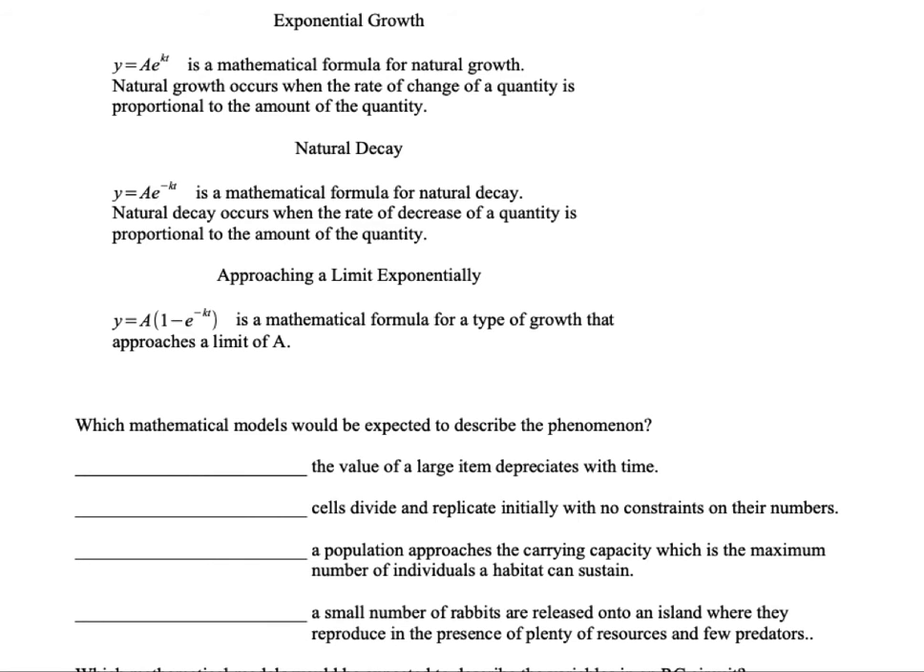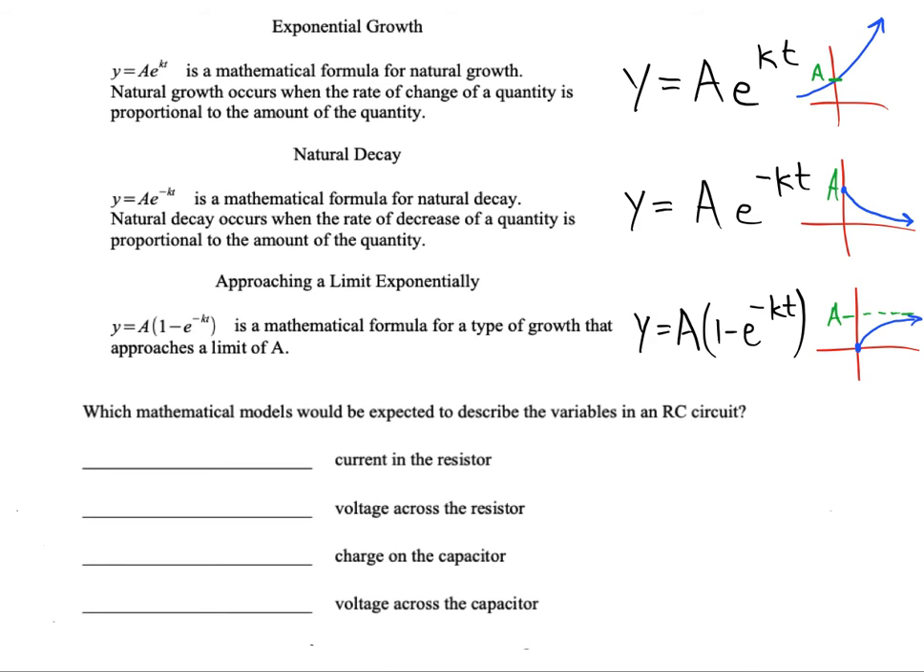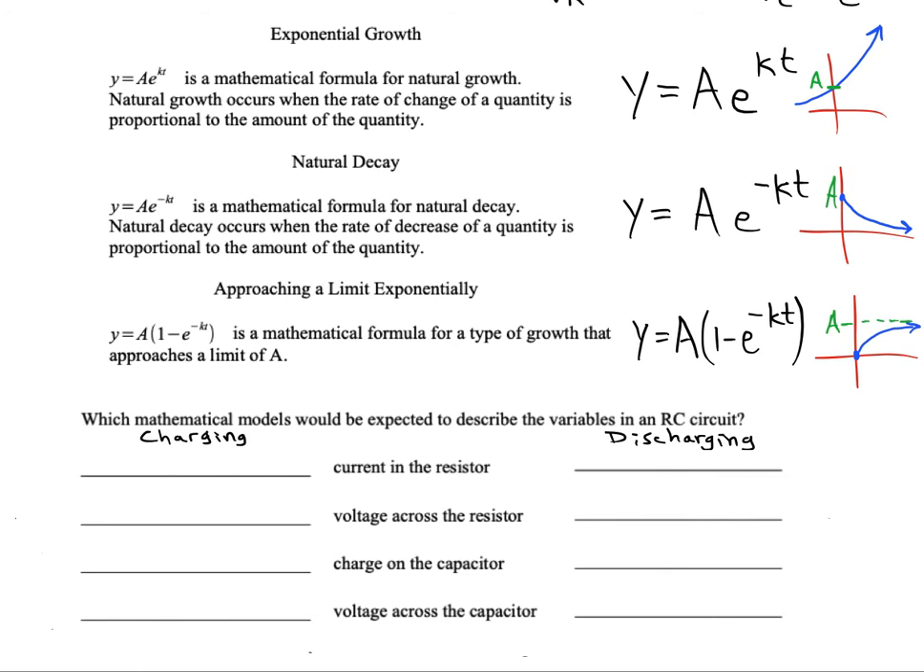The mathematics of charging and discharging RC circuits follows what is called exponential growth and exponential decay. Which mathematical models of the ones shown would be expected to be seen in the current of the resistor? Well, interestingly, it depends on whether we're talking about charging the circuit or discharging it. So let's break it up into two parts: charging and discharging. Go ahead and put your answers for each, and then I'll give my answers.